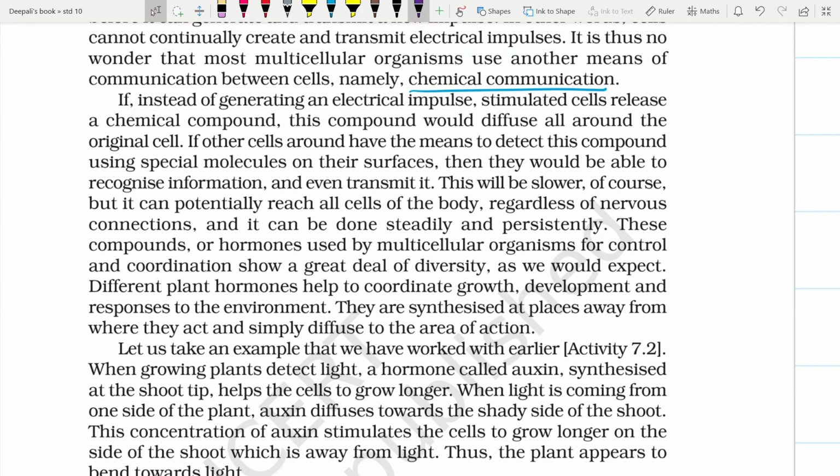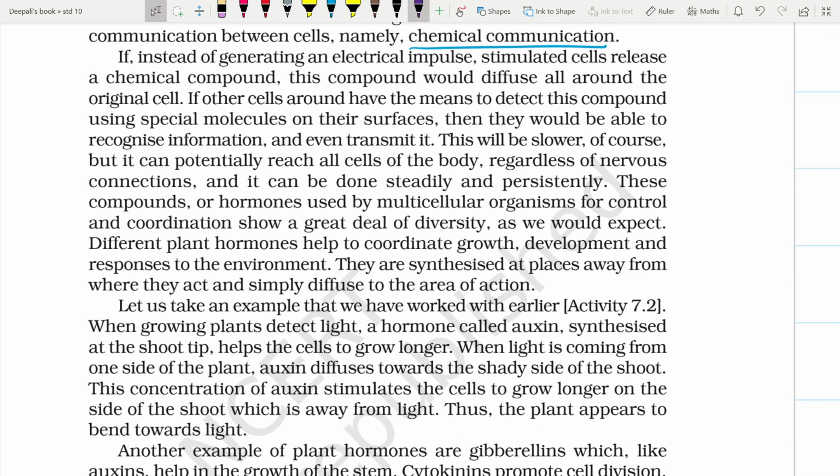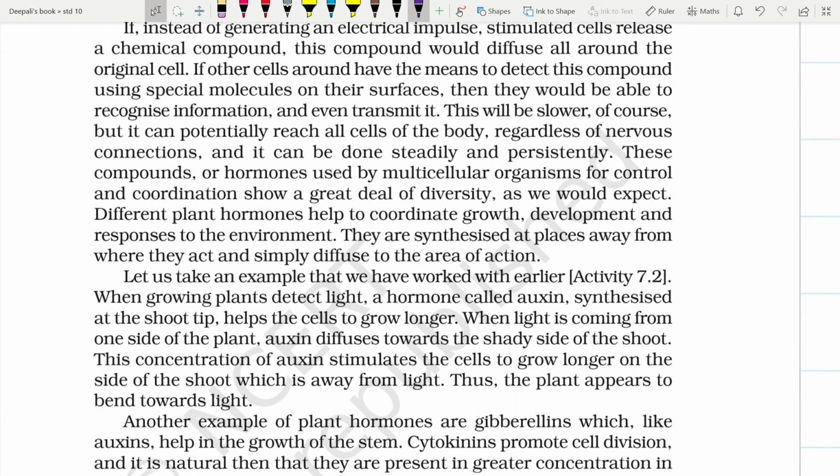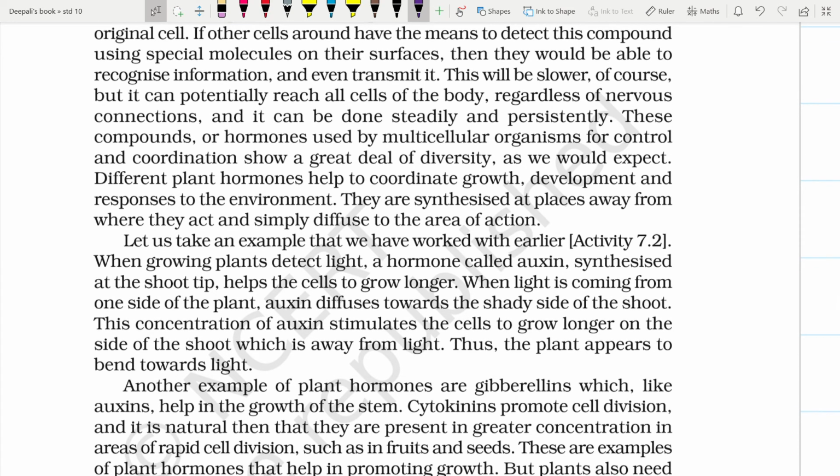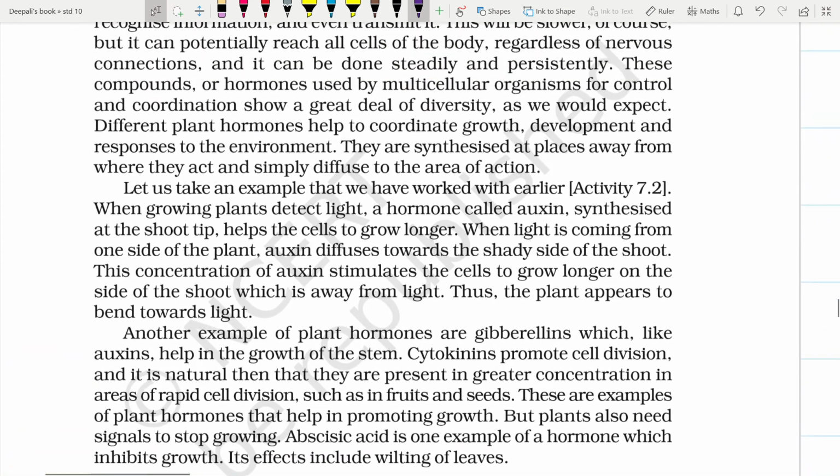These compounds, or hormones, used by multicellular organisms for control and coordination show a great deal of diversity. As we could expect, different plant hormones help to coordinate growth, development, and response to the environment. They are synthesized at a place away from where they act and simply diffuse to the area of action. So these special chemicals, which are responsible for these types of electrical and chemical impulses, are called hormones, and they are present in plants as well as animals. Let us first study plant hormones.